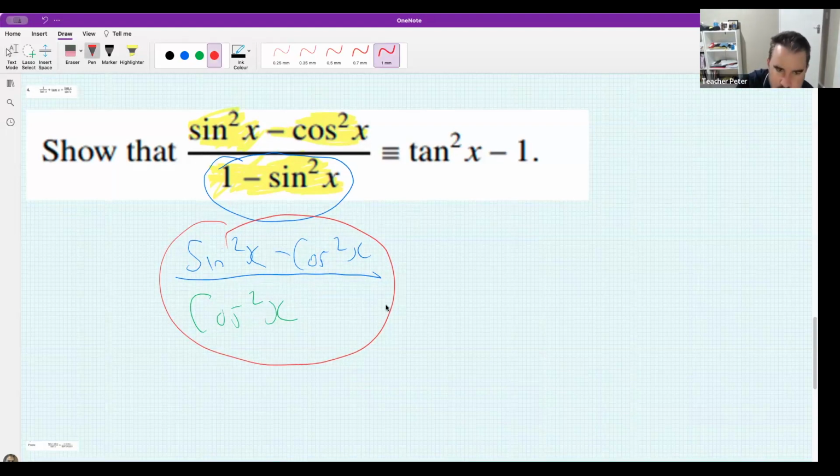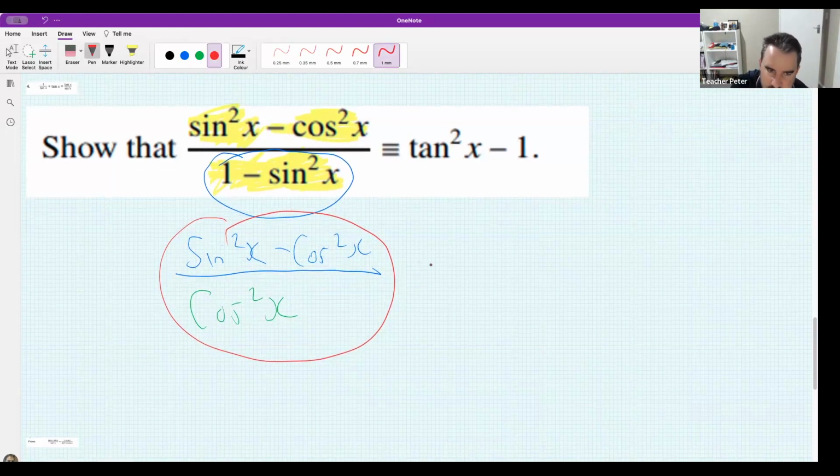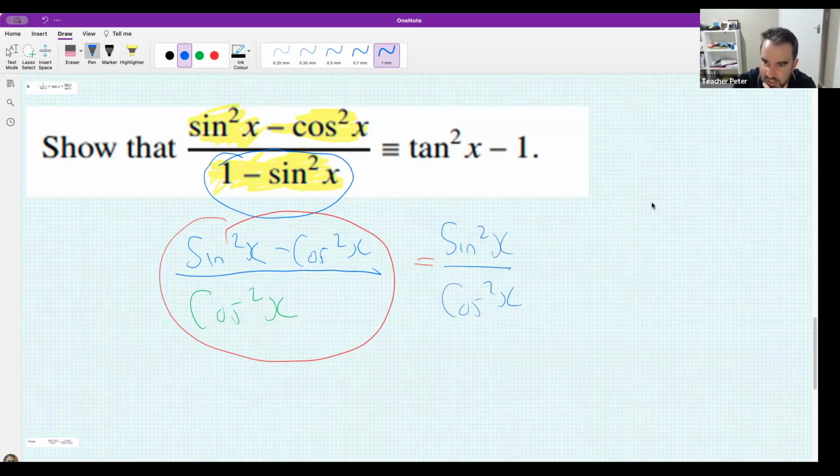Okay. Ask yourself this. Is there anything wrong? Oh, Rulani, let's go to you. Rulani, what do you think? What idea do you have about the red circled bit? So I was guessing we could break up the bracket so it could be sin squared x over cos squared x minus cos squared x. Yes, that's exactly what I was thinking.